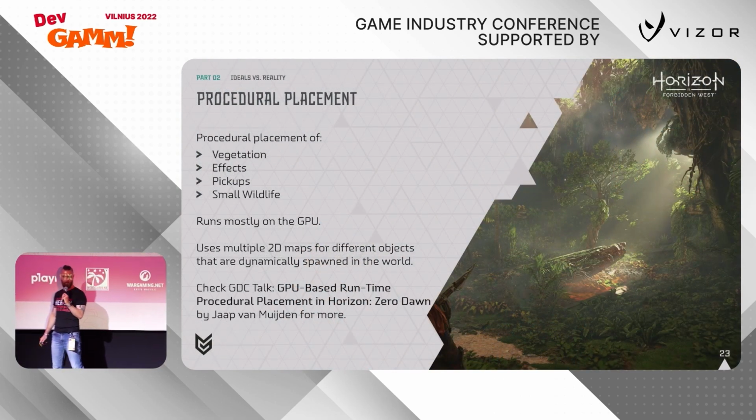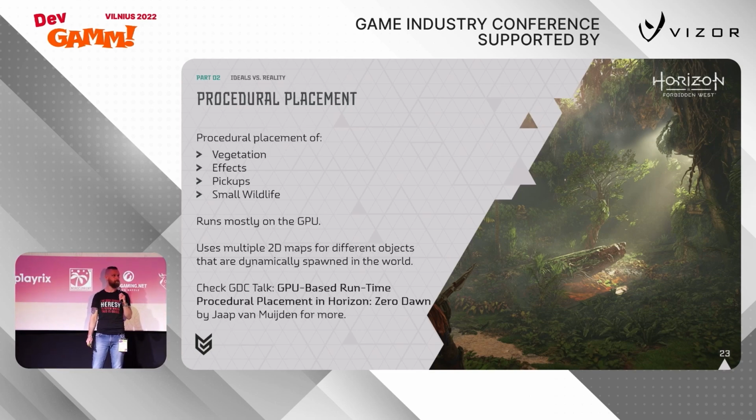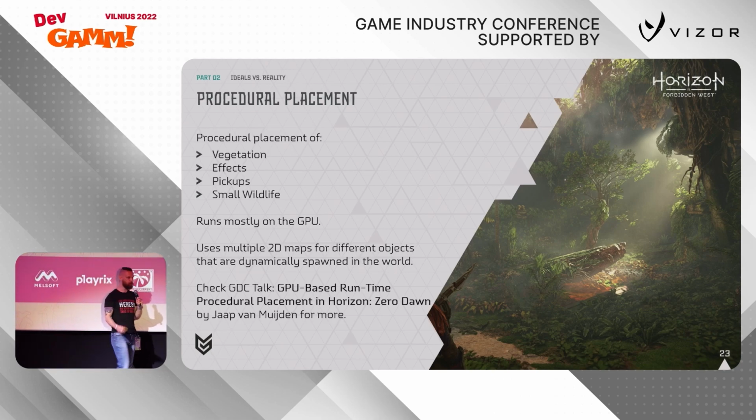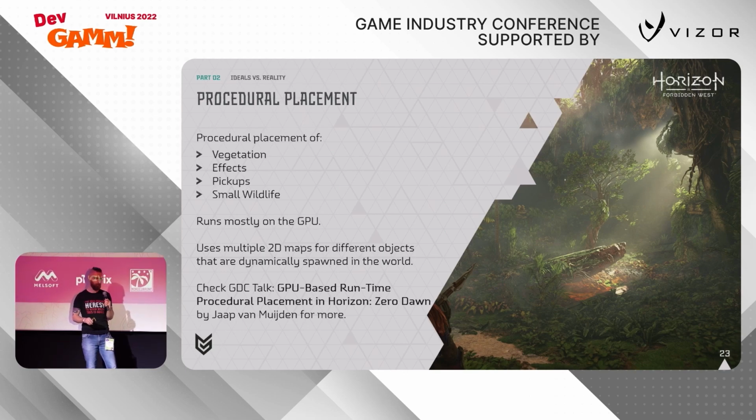Horizon Forbidden West, as well as Horizon Zero Dawn before it, used a system for procedural placement of vegetation, pickups, various effects, as well as small wildlife. This system uses a number of 2D maps created by the designers, which are later processed in-game at runtime. These 2D maps represent where and how various objects can be placed in the world. The system then dynamically spawns objects in-game using the GPU.